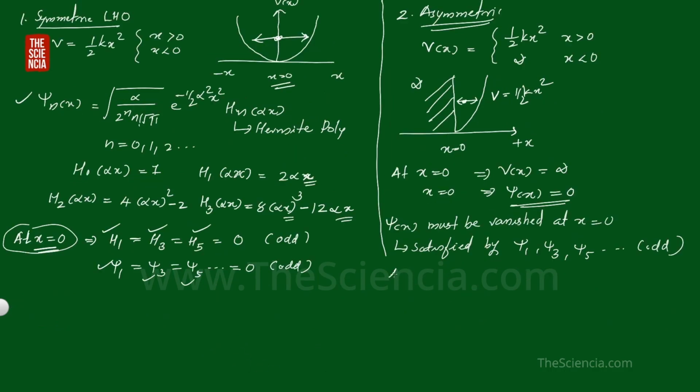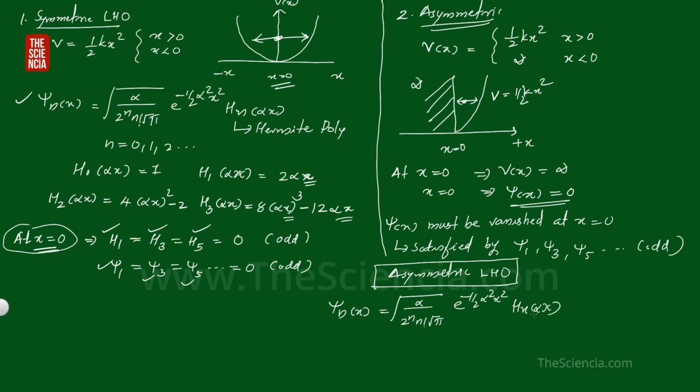Therefore, for the asymmetric LHO, the wave function psi n of x is equal to root of alpha by 2 raised to n factorial root pi, e raised to minus half alpha square x square, H n of alpha x, and the energy E n is equal to n plus half h cross omega, but here the n value should be 1, 3, 5, 7, etc. So the ground state corresponds to n value 1, the first excited state corresponds to n value 3, and the second excited state corresponds to n value 5, and so on.